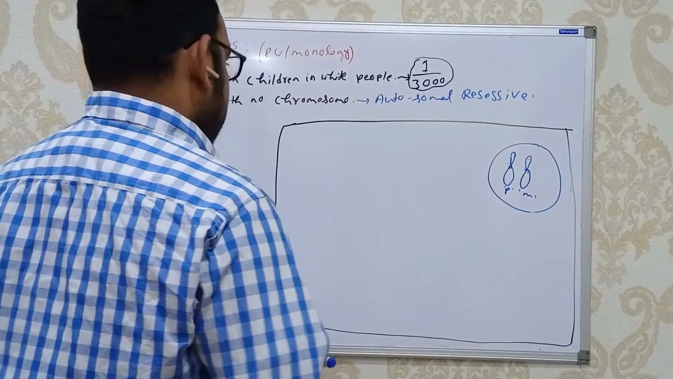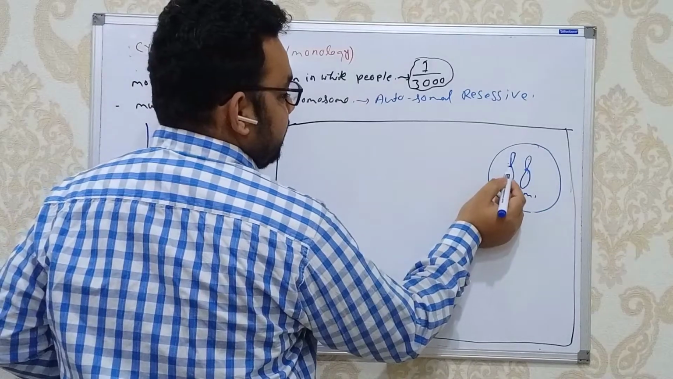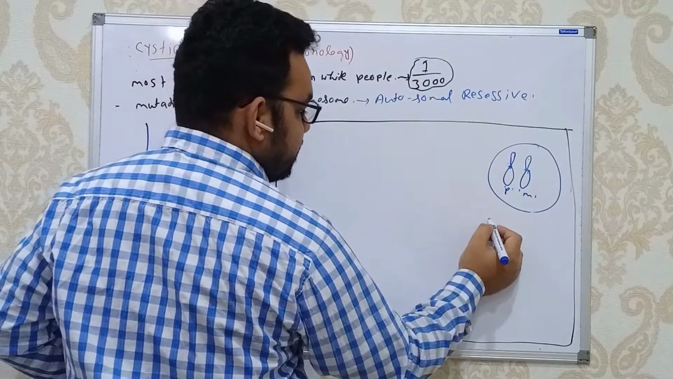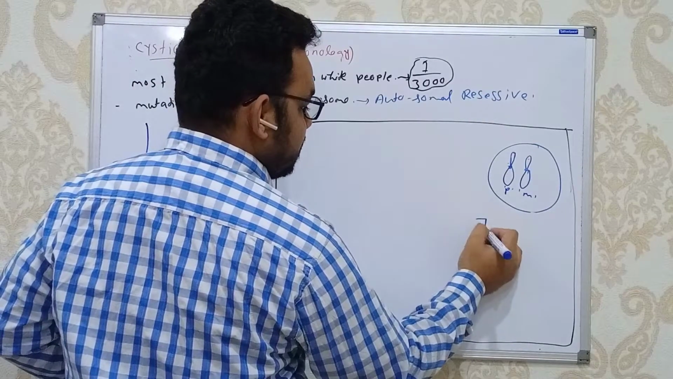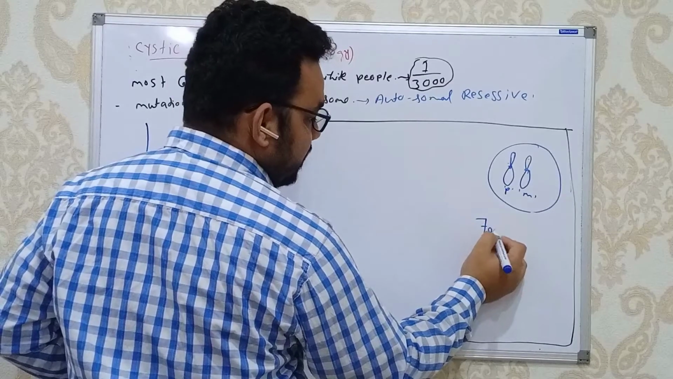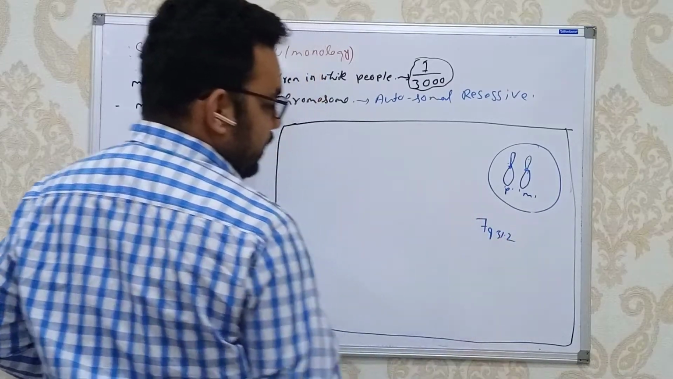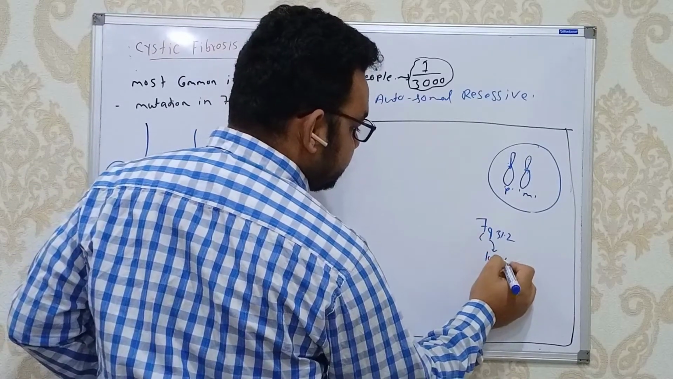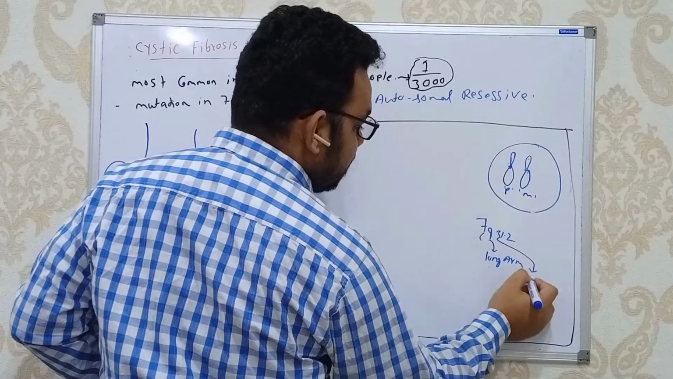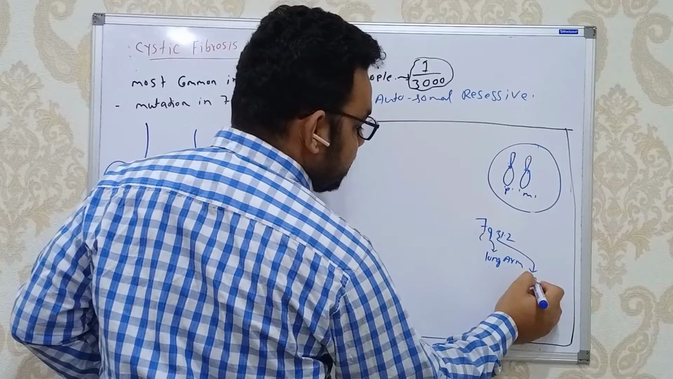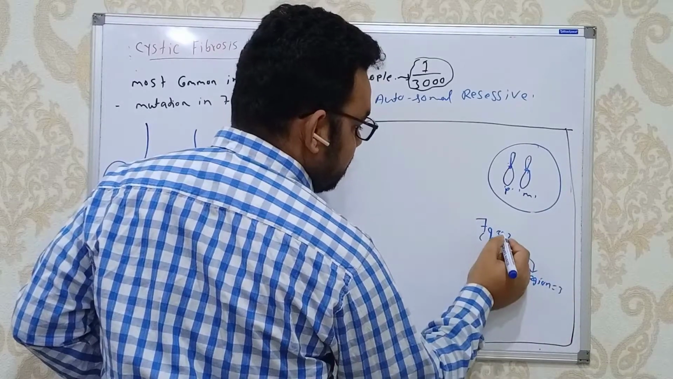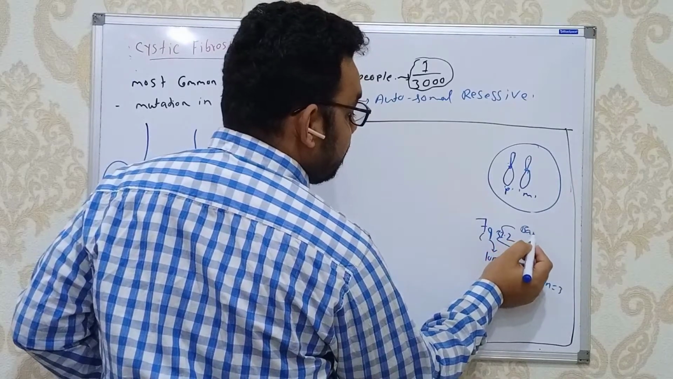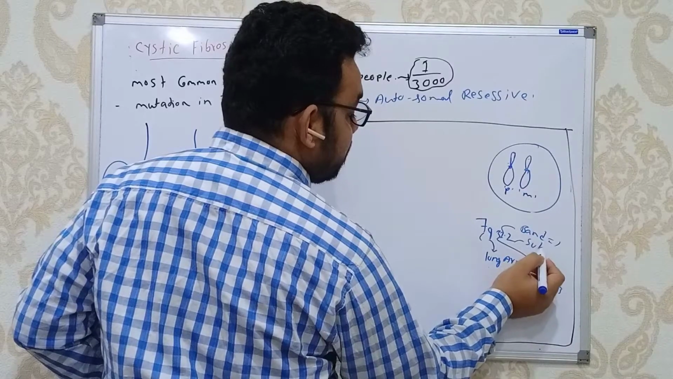What's the problem here? We need to know first. There is a gene present in both homologous chromosomes, and I am writing its location here: 7 means the 7th chromosome. Q means the long arm, 31.2. 3 means region number 3 of the allelic positions, 1 means band number 1, and 2 means subband number 2.